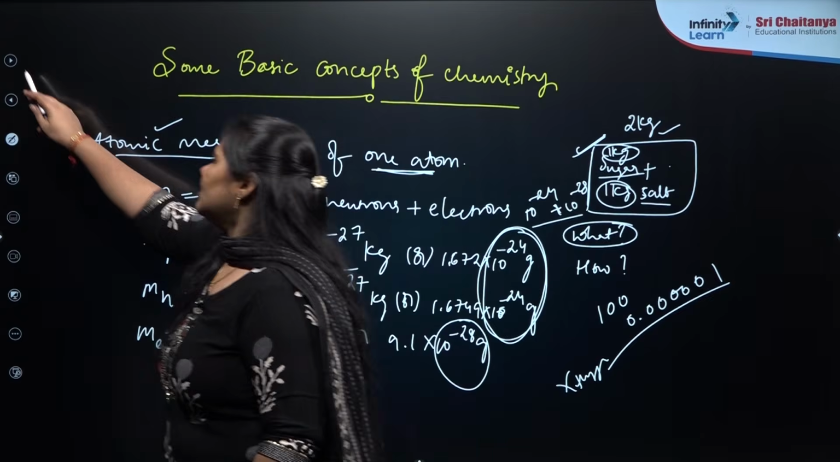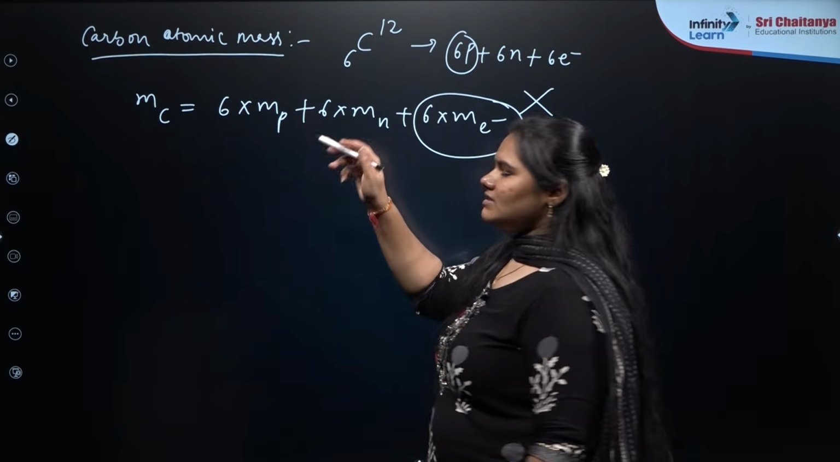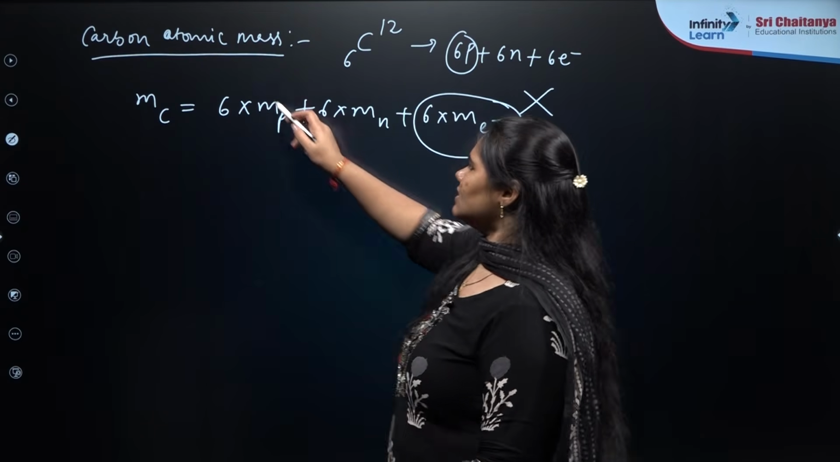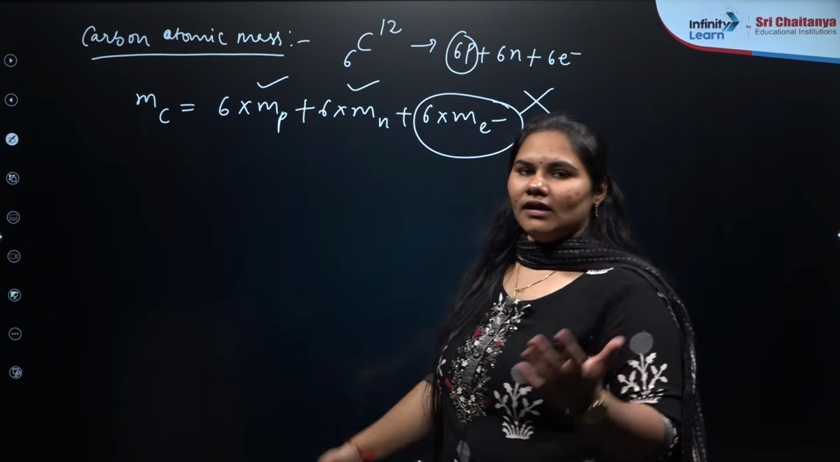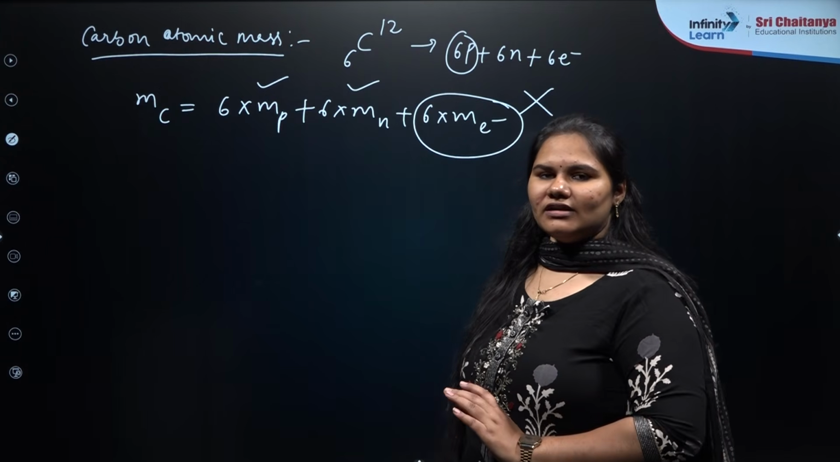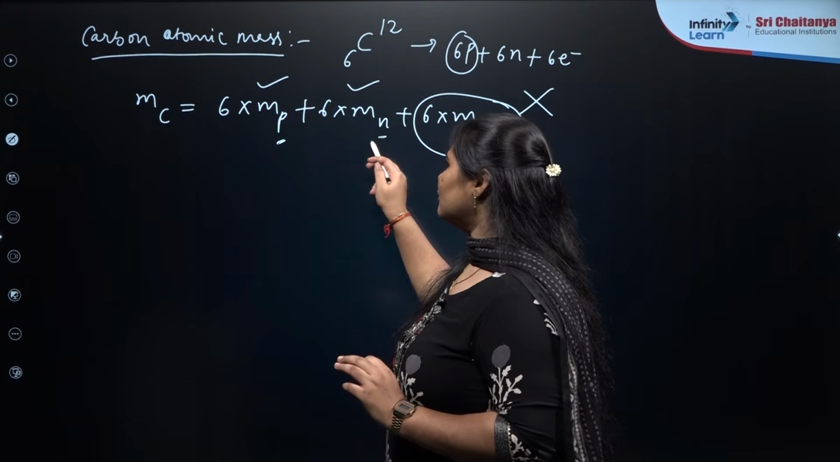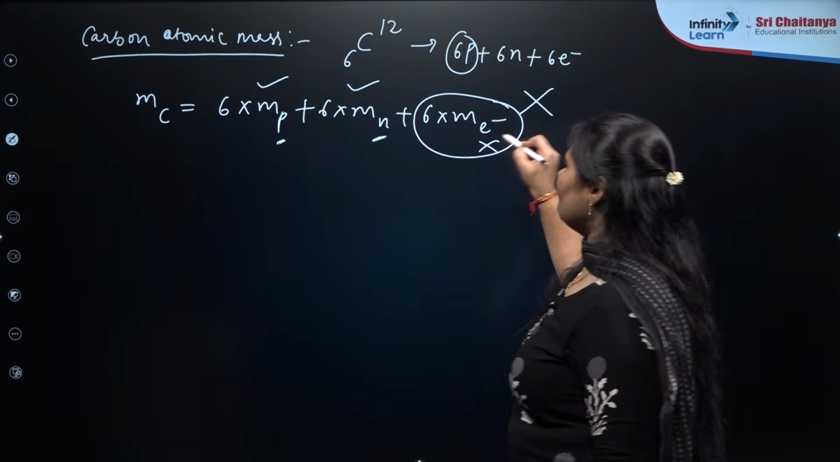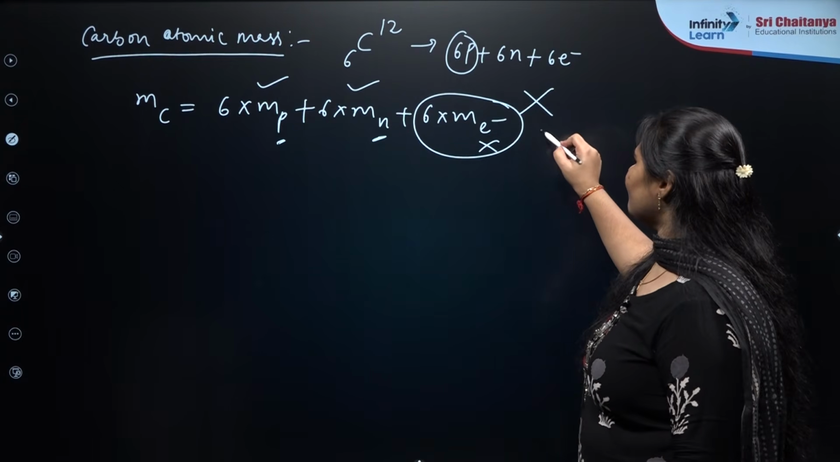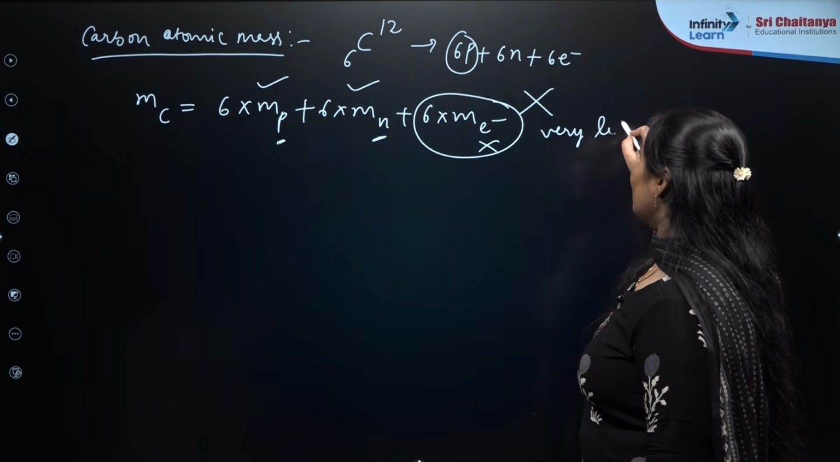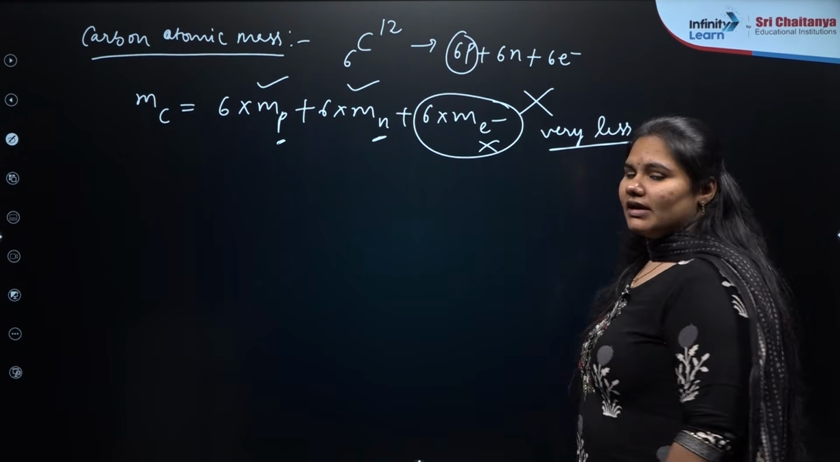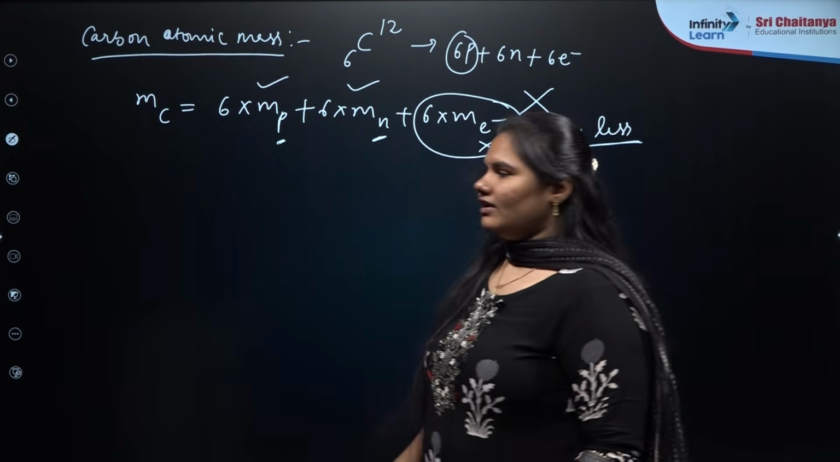That is the reason while we are calculating mass of an atom, we will only consider protons and neutrons. That's what in structure of atom we will understand. Mass of an atom only depends on protons and neutrons but not electrons. Why? What is the reason? Because it is a very small value. How much is its value? It is 9.1 into 10 power minus 31 kgs.